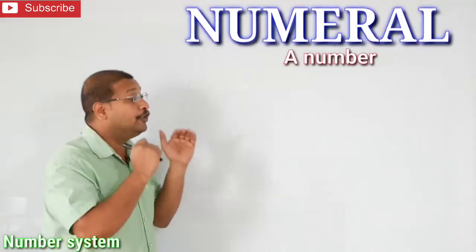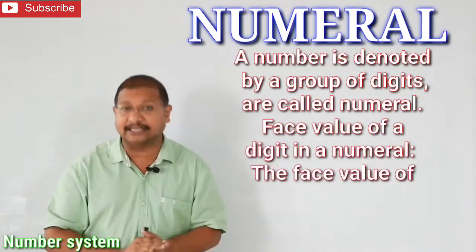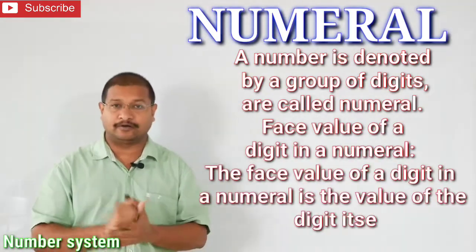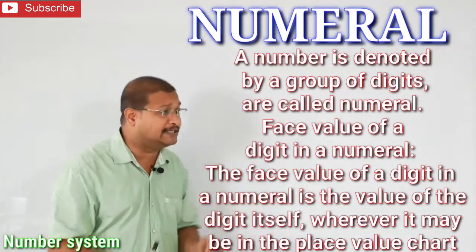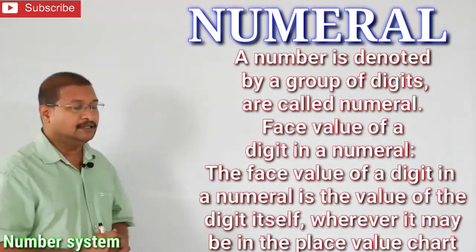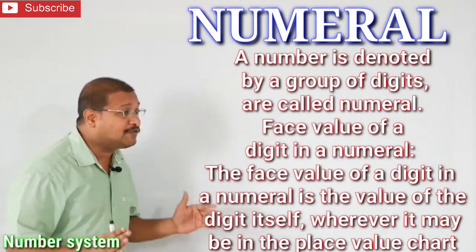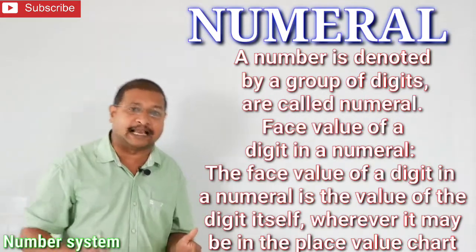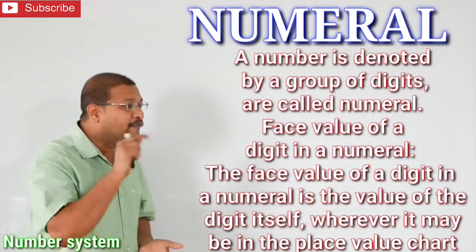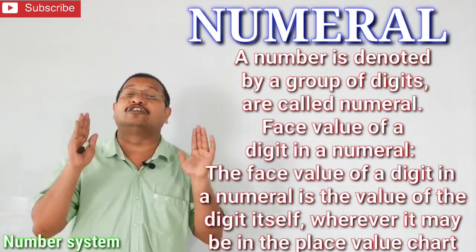Let's see now numeral. A number is denoted by a group of digits. It is called numeral. What is that? A number denoted by a group of digits is called numeral. Let us see now face value of a digit in a numeral. The face value of a digit in a numeral is the value of the digit itself. That means wherever it may be in the place value chart, the face value will not change.